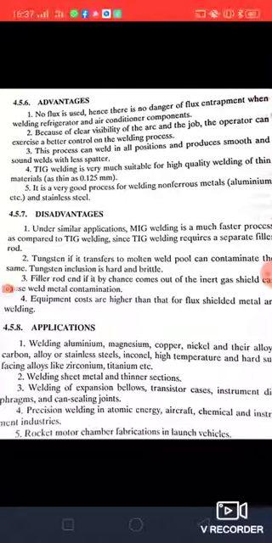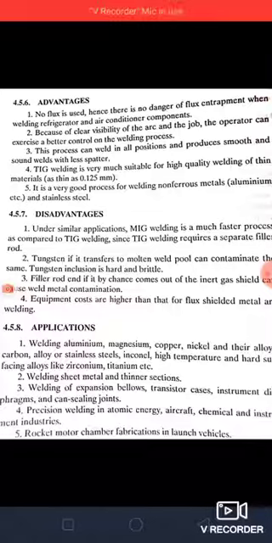Third, this process can weld in all positions and produce smooth and sound welds with less spatter. Next, TIG welding is much suitable for high quality welding of thin materials. Fifth, it is a very good process for welding non-ferrous metals, aluminum and stainless steel, etc. So these are the advantages of TIG welding.